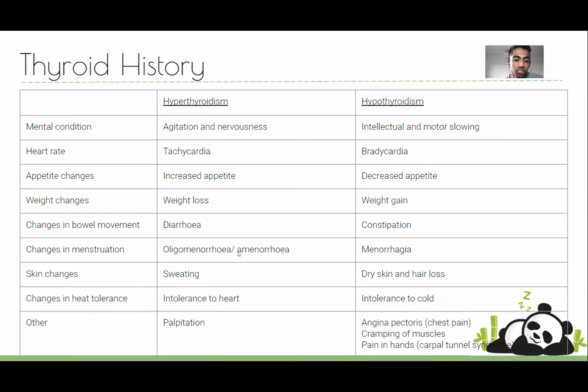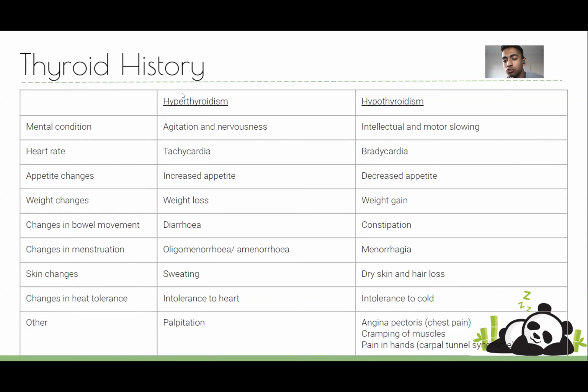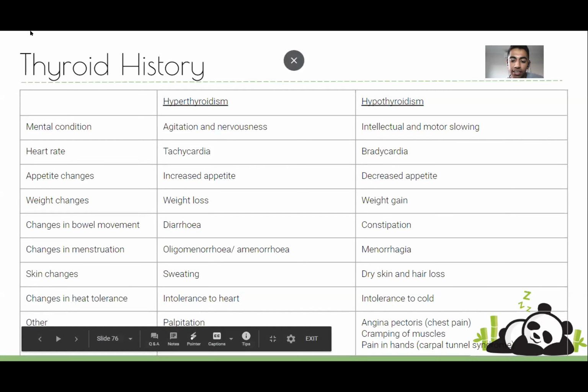Menstruation changes, oligomenorrhea and amenorrhea in hyperthyroidism, menorrhagia in hypothyroidism, which is the odder one. Skin changes are going to be sweating a lot because you've got your sympathetic response going on in hyperthyroidism. And opposite in hypothyroidism, you're going to have dry skin and even alopecia as well, so hair loss in various parts of the body. And then in hyperthyroidism, you're going to get intolerance to heat, and hypothyroidism will be intolerance to cold.